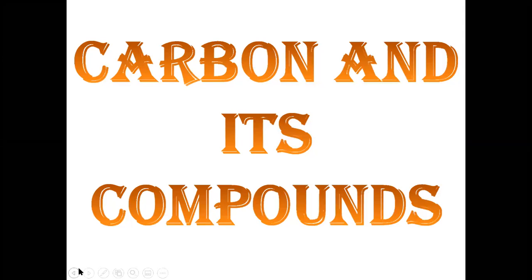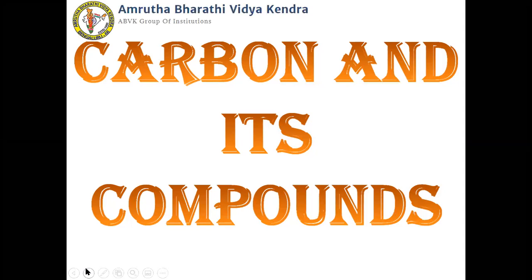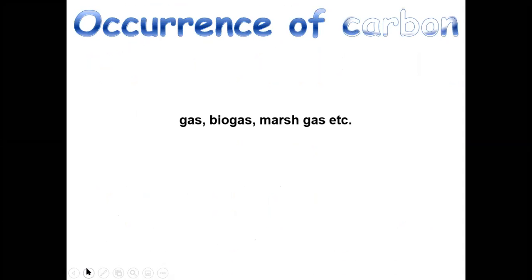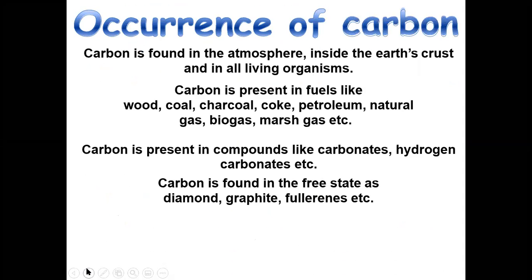Hello children, today we are going to discuss the chapter Carbon and its Compounds. First we will discuss the occurrence of carbon. Carbon is found in the atmosphere, inside the earth's crust, and in all living organisms.